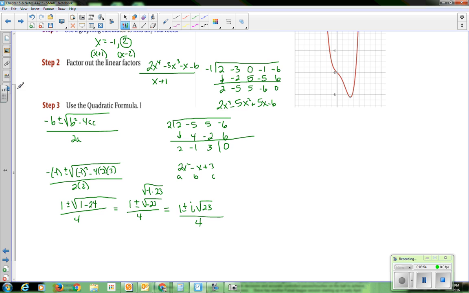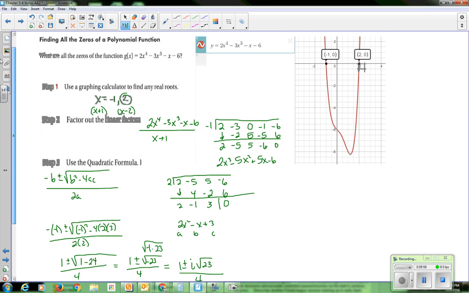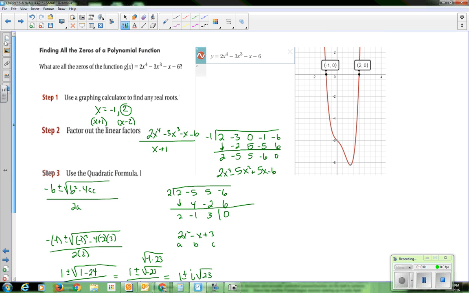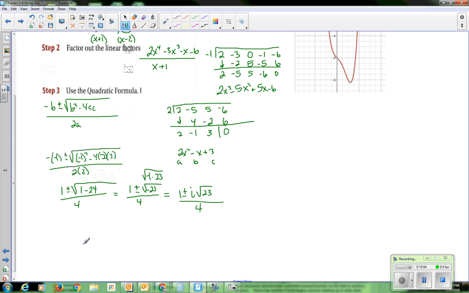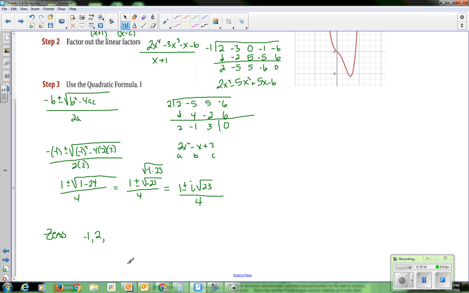So when we have to write out all the zeros of our function, we've got negative 1 and 2. And remember, this is a 4th degree polynomial, so the most I can have is 4. We got 1 plus i root 23 over 4, and 1 minus i root 23 over 4. 4 zeros.